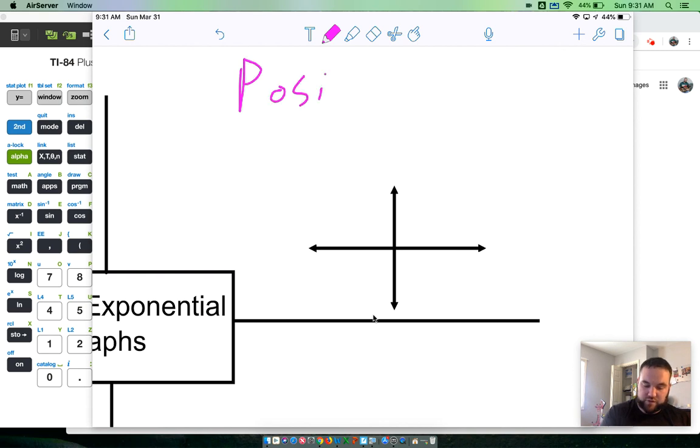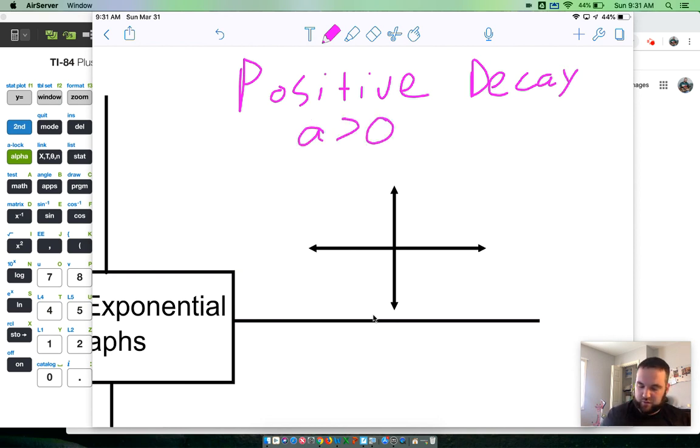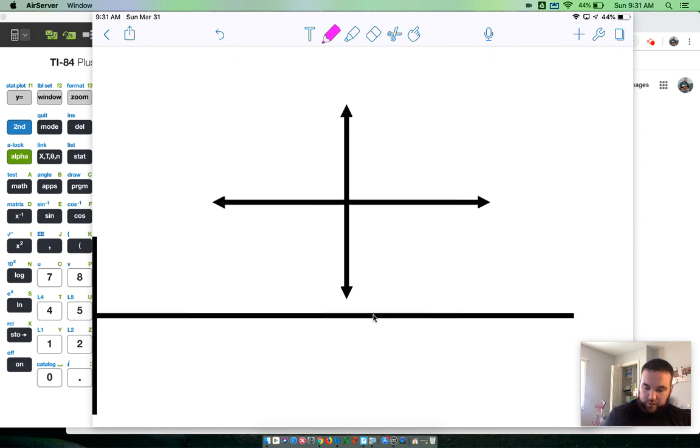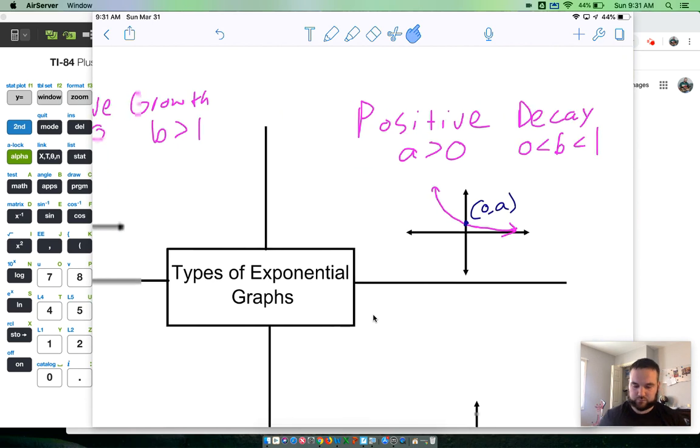The other graph that we just saw on the previous slide is positive decay. So you are starting at a positive number, but you are decaying, so that means the decay factor is between 0 and 1, so 0 point something. That's where the graph is going to start high and then come down and approach 0, again never quite getting there. And again, crossing at (0, a), whatever a is.